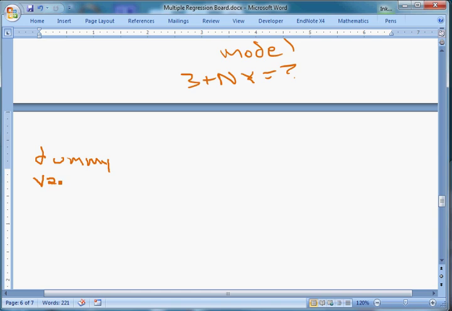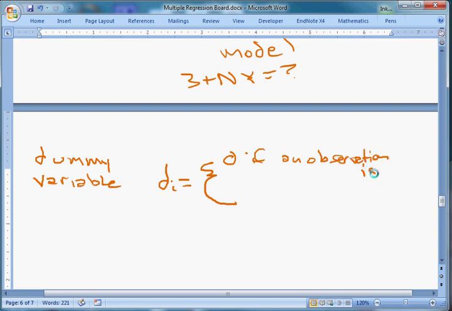And a dummy variable looks like this. I'm just going to define a general dummy variable. D sub i equals 0 if an observation isn't something, if it isn't a credit card transaction, or if it isn't a New York City apartment, or what have you. And 1 if an observation is.